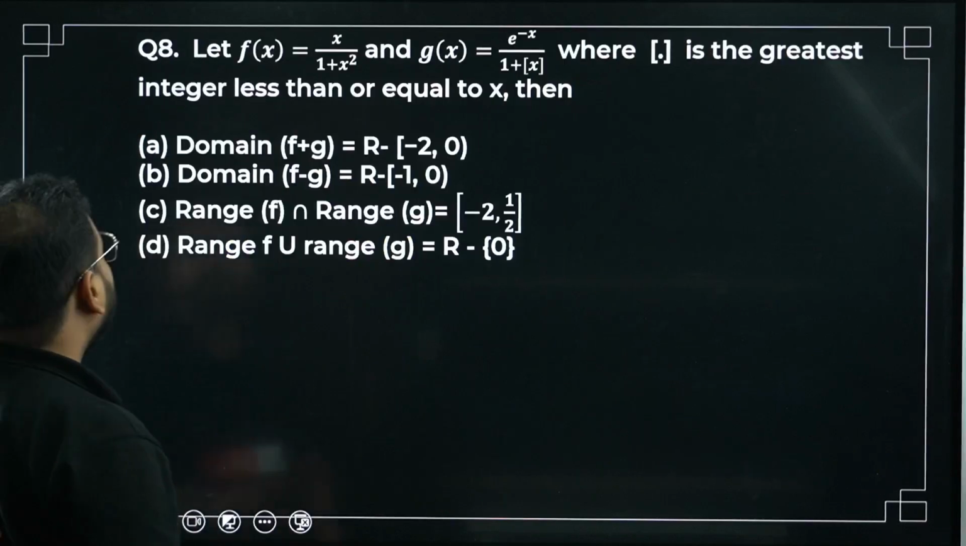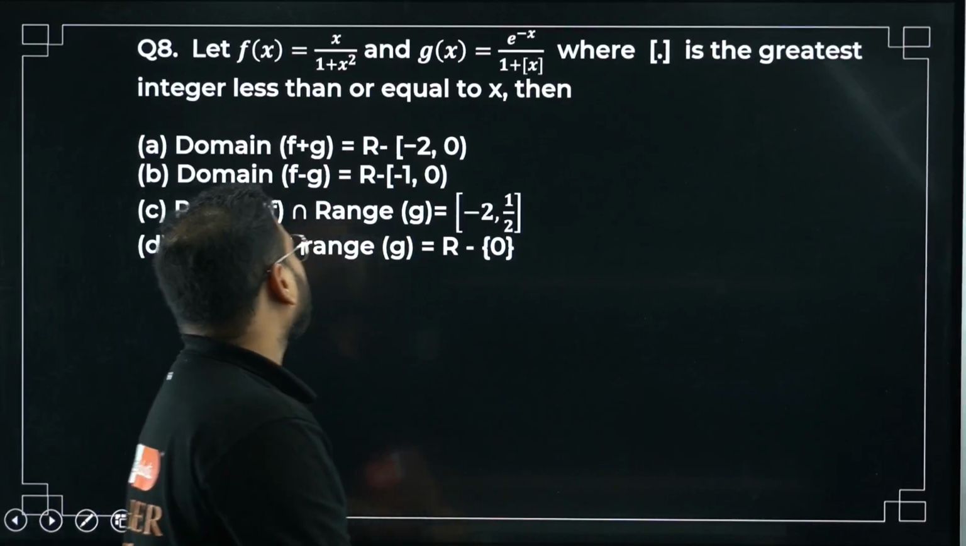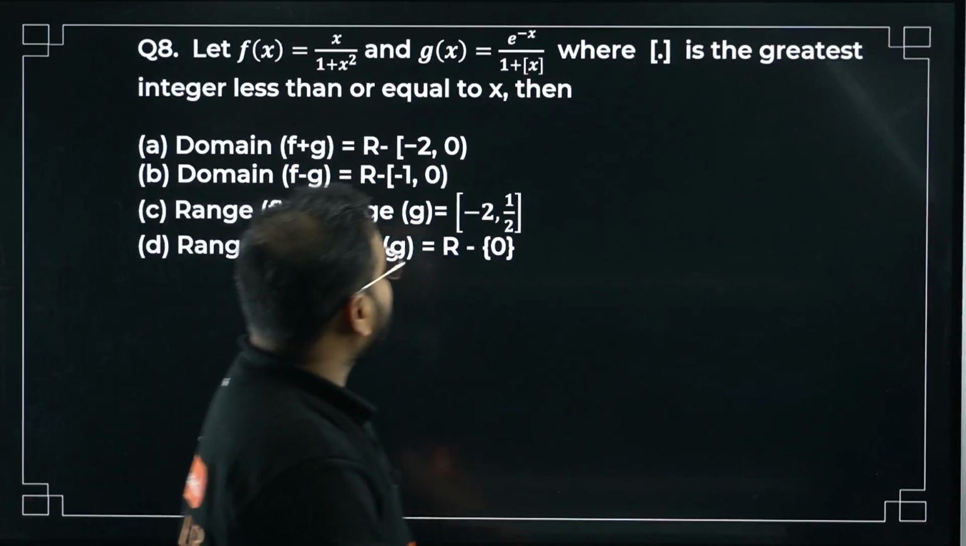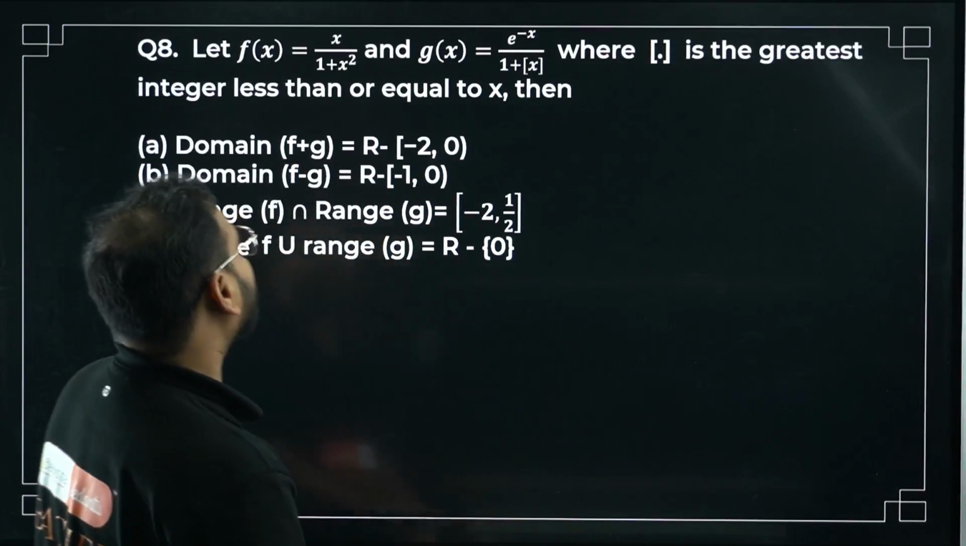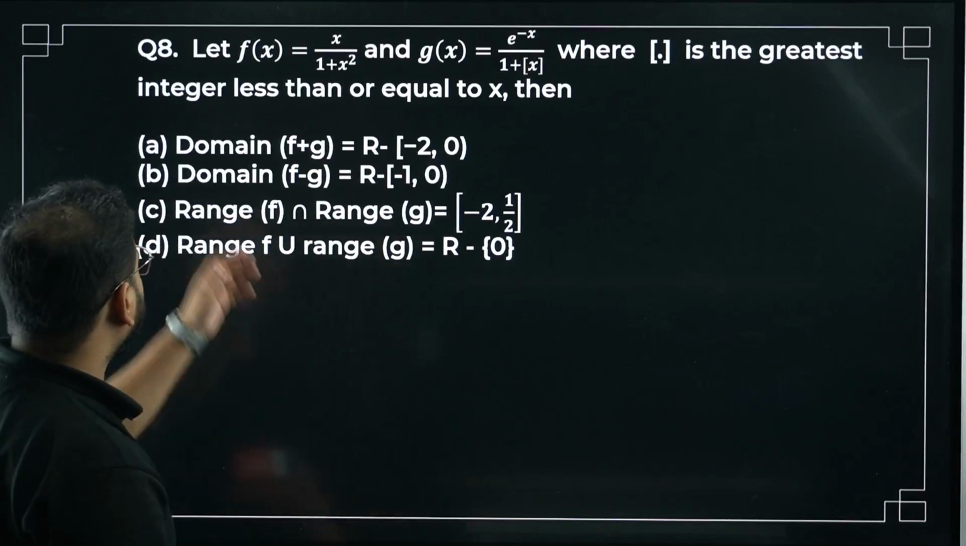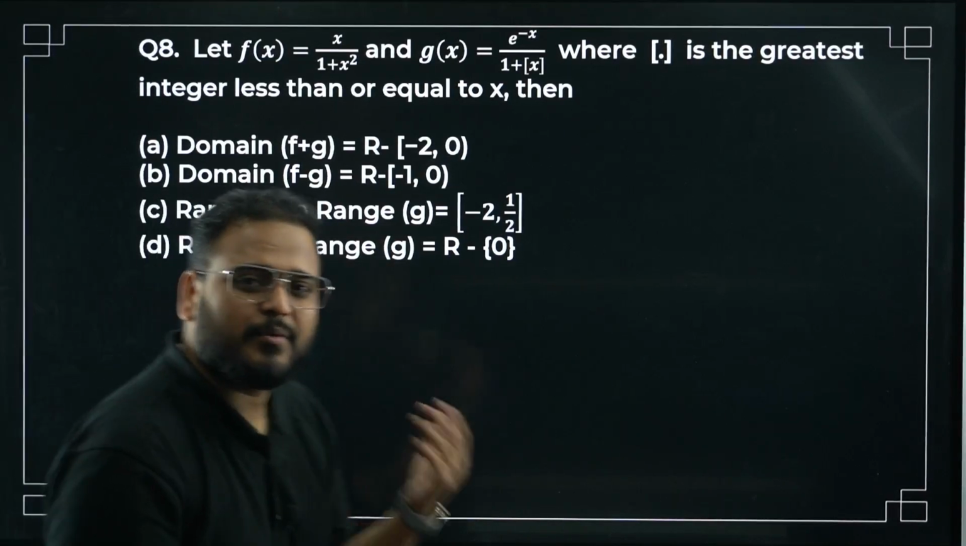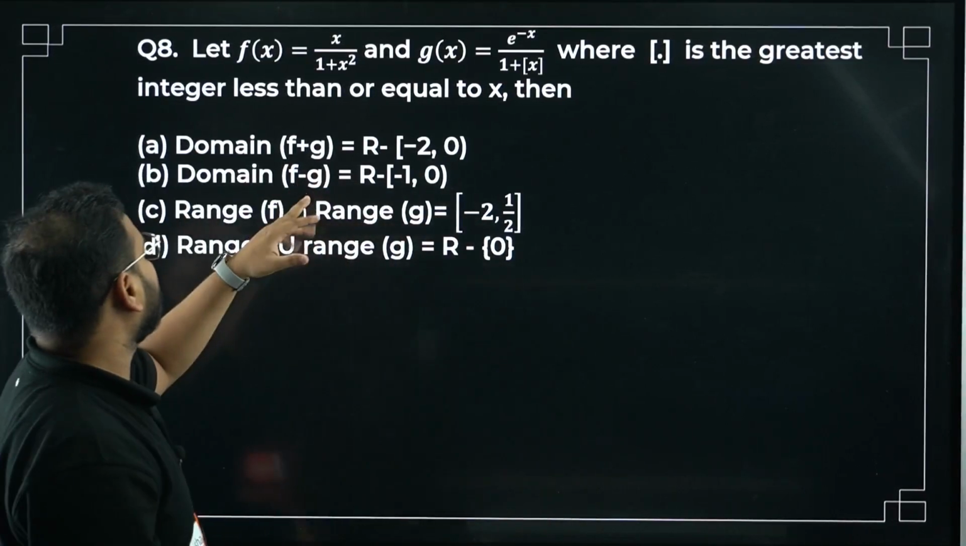Question number 8 now. Let f(x) equals x upon 1 plus x square. g(x) is e power minus x upon 1 plus the greatest integer function of x, where x is greater than 0. Then which of the conditions is true? Okay, let's solve it. So we have to find the domain intersection with f plus g, f minus g.